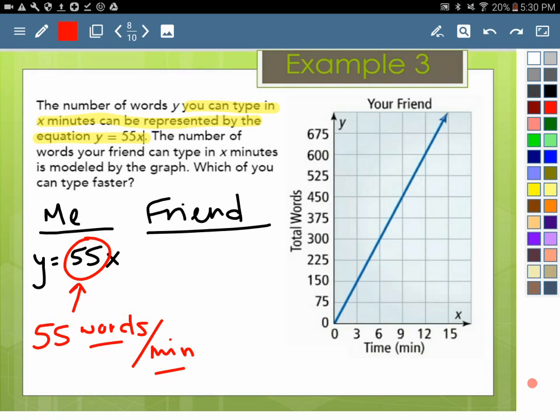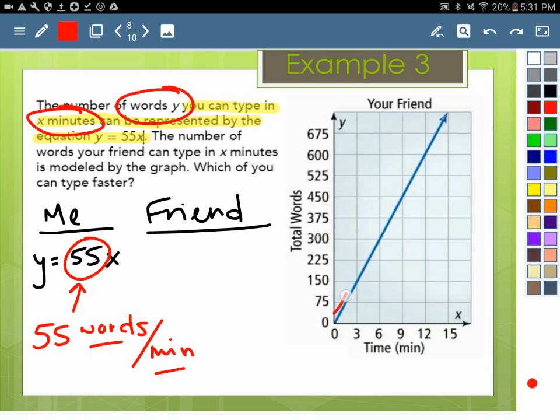Think back to our very first example when we had D equals RT. We plugged in rate, and rate was always miles per hour or something had to do with speed. Well, the same thing goes for this, the speed to which I type. So for me, that 55 represents 55 words per minute, which makes sense because it said Y was words and X was minutes. Well, I need to figure out how many words per minute my friend types just by looking at her graph. So the first thing I want you guys to think when you're looking at a graph is highlight a few points that you can definitely read.